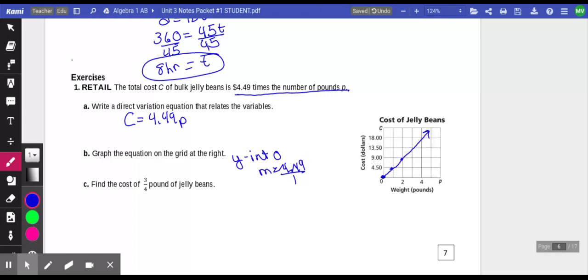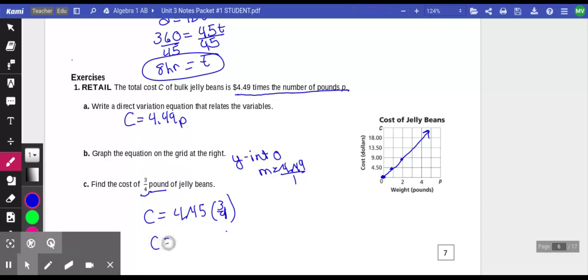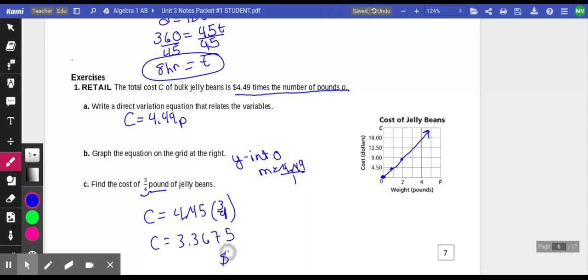And there's our: find the cost of 3/4 of a pound. So we're going to do C equals 4.49 times 3/4. And we do that on our calculator. And that gives me 3.3675. But it's money, so we always round to the nearest cent. So it's $3.37.